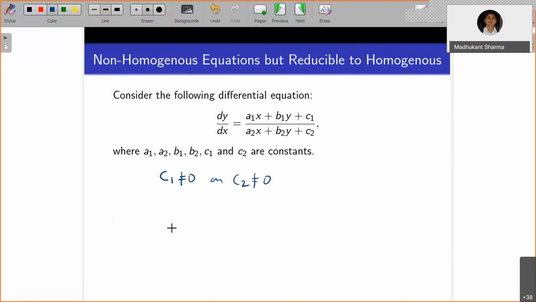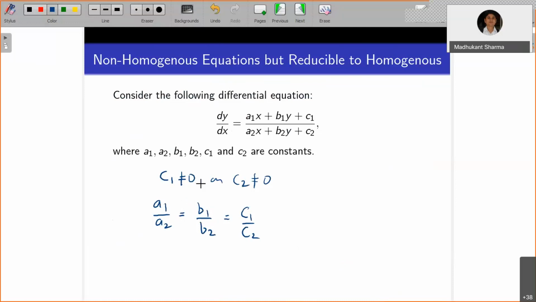Now the next thing is, suppose a1 by a2 equals b1 by b2. Suppose this is there. So in this case, what will happen? a1 by a2 equals b1 by b2, and let's say this is also equal to c1 by c2.